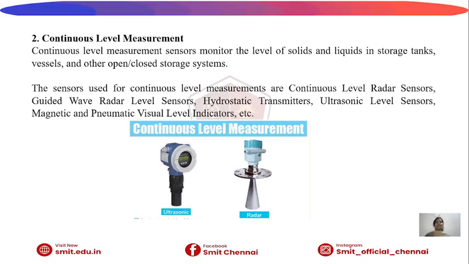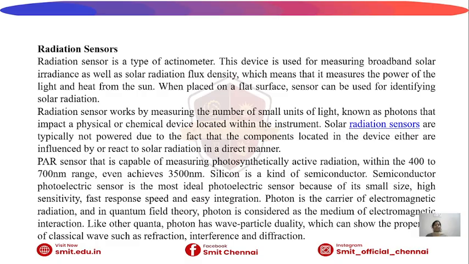Okay. The sensors used for continuous level measurements are continuous level radar sensor, guided wave radar level sensor, hydrostatic transmitters. Like this, there are a lot of continuous level measurements. So next one is a radiation sensor. A radiation sensor is nothing but it measures lights and radiations from the sun, and also the solar radiation flux density. So these measure the lights.